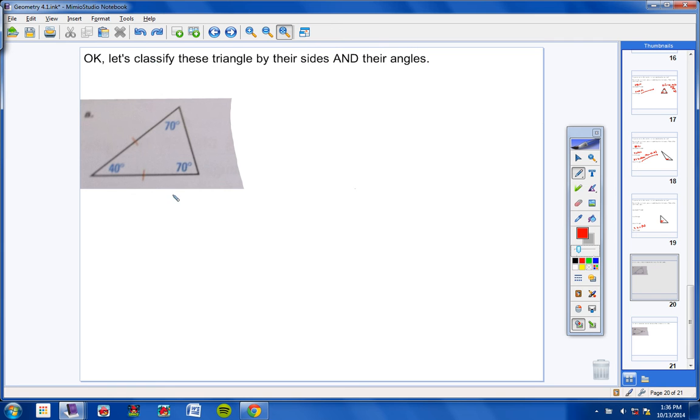First of all, let's start with their sides. I have two congruent sides. This side here is congruent to this side here, so I know that's called an isosceles triangle. Okay, try to keep up with me here. Okay, guys, take some really good notes.